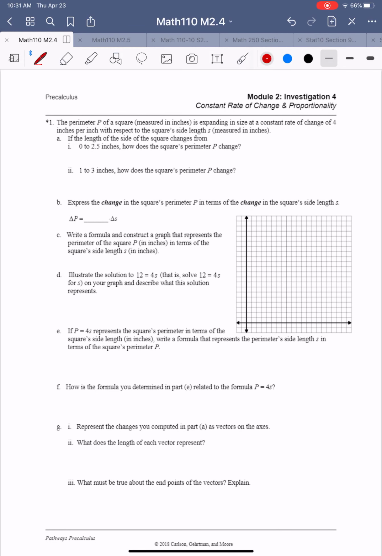Hello, this is module 2, investigation 4. The previous recording was not clean, so I'm doing it again.